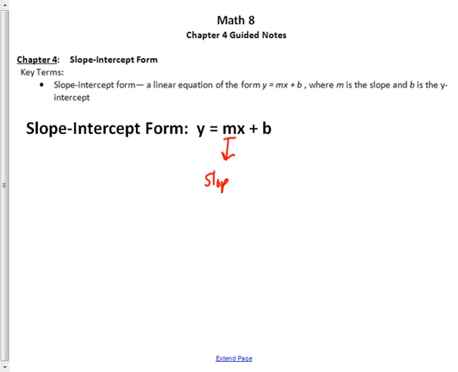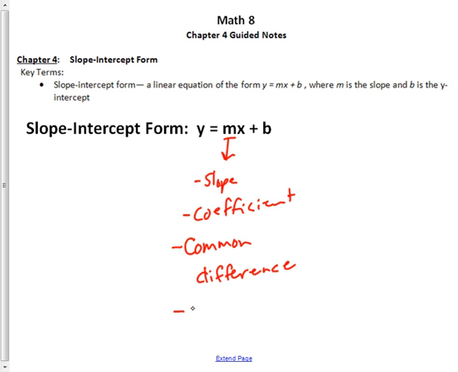Okay, we also have been talking about this as our coefficient. Another word we've been using for m. Another phrase that we've been talking about is common difference. When we're talking about sequences and things like that, I often said it's your common difference, and your common difference is equal to your coefficient. And all of that stuff has been leading us up to slope. Another thing that we use that for is our rate of change.